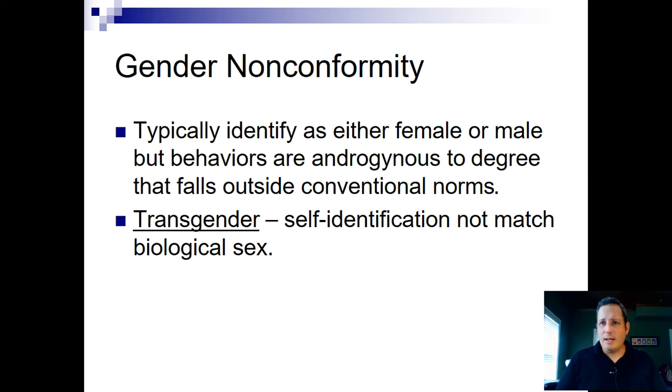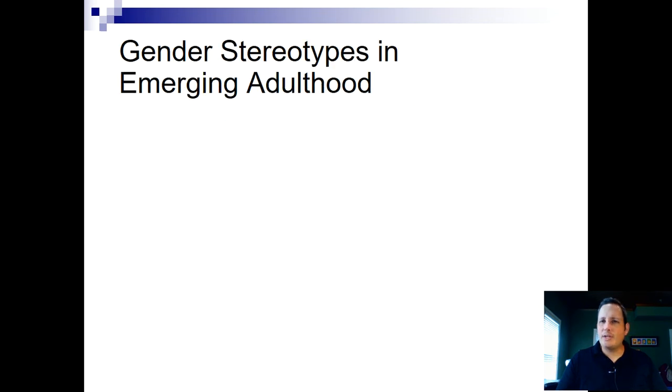And that creates a lot of issues, and that fact of maybe not fitting in to the degree that others who are more consistent with their biological sex and gender identification might be. So that's a lot to deal with. Gender stereotypes in emerging adulthood that we see. One of the things that is important to note is that there is more similarity than differences in characteristics between genders.